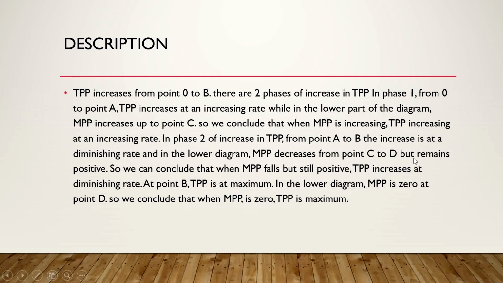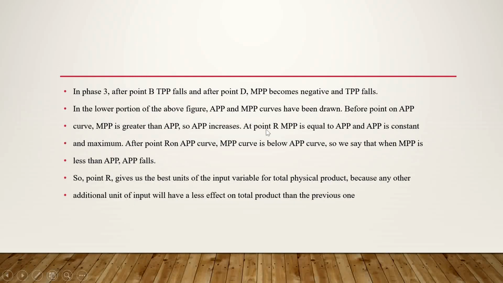In the lower diagram, marginal product is 0 at point B. So we can draw another conclusion: when marginal physical product is 0, total physical product is at maximum. That's the relationship we are describing here.